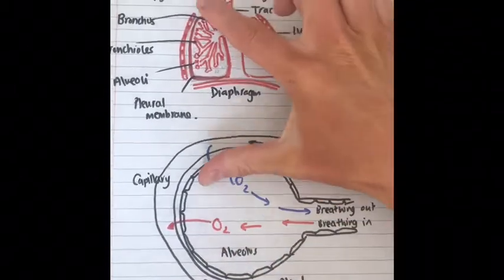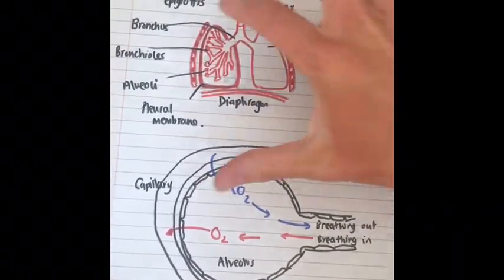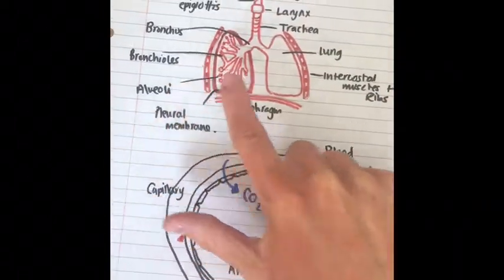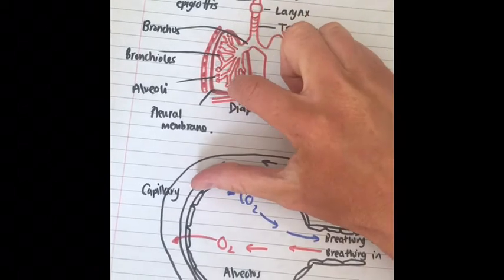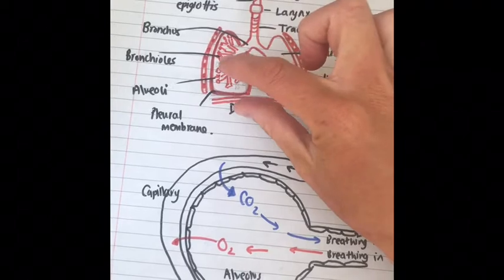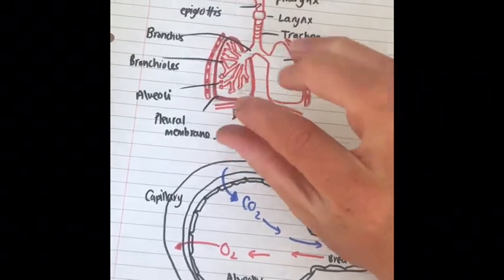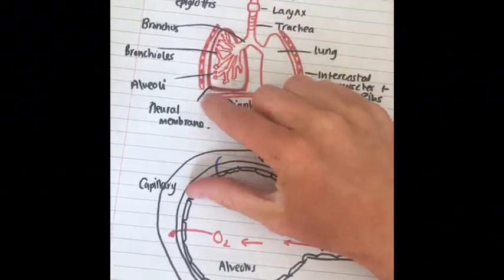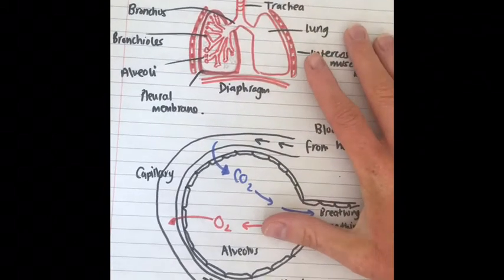Around the lungs, we have the intercostal muscles and the ribs. The lung itself has a surrounding called the pleural membrane. So this is a double-lined membrane that protects the lungs and the delicate tissue that's inside.